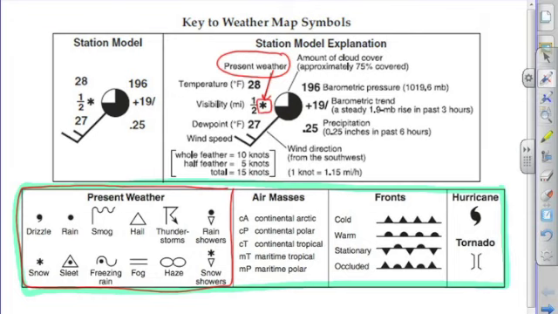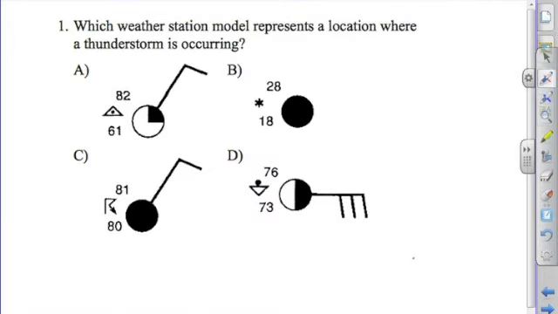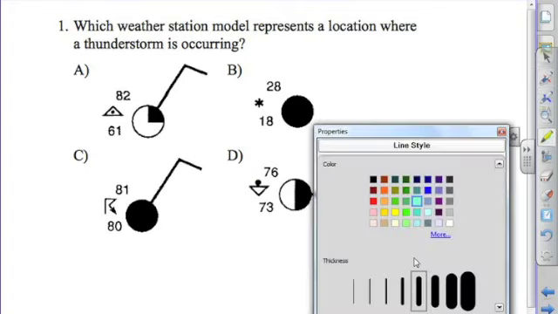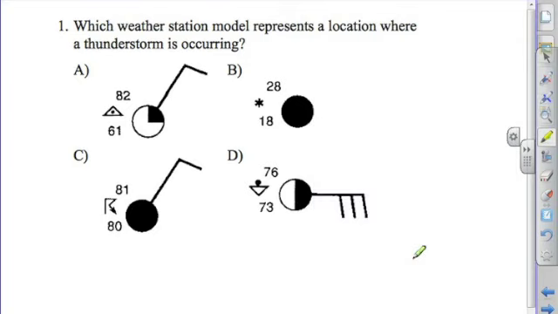Let's just look quickly at a sample question where you might be asked to refer to your present weather symbols. Which weather station model represents a location where a thunderstorm is occurring? And you'll notice we've got a bunch of cute little symbols. Let me just grab a different color with this. So I've got, for choice B, this little guy, for C, for A, for D, and they're looking for thunderstorms. It's very specific. So this would be an easy point on a test.